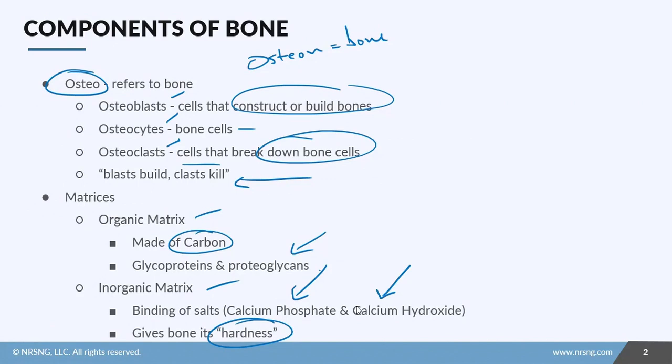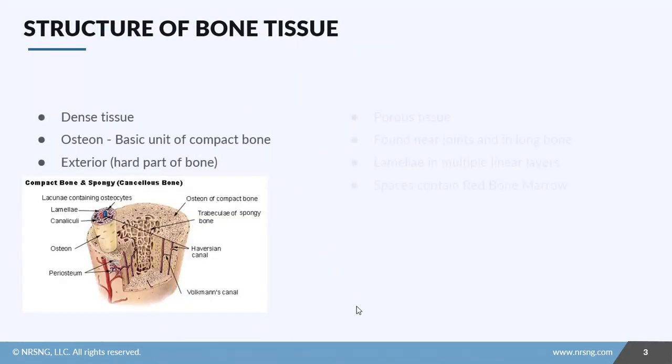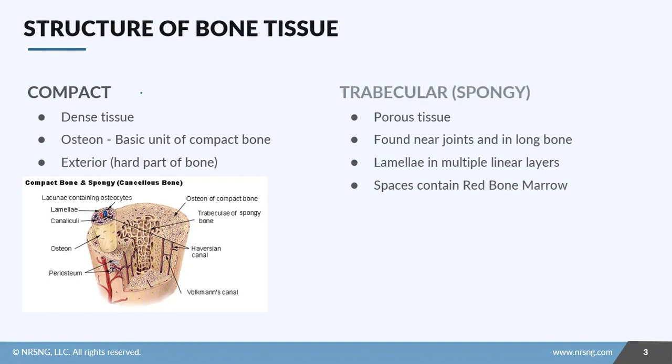So let's see how bones and the cells in the bone all work together. Inside bone, you're going to have two different types of bone. You have compact and you have trabecular or spongy bone. Here's kind of the differences between the two. First off, compact bone is dense tissue, and it's going to be towards the outside of the bone, and it's made of these things called osteons, which is the basic unit of compact bone. Trabecular bone is spongy, and you're going to find this near joints and in long bone. You'll see this term lamellar, which is basically the organization of stuff in layers. And in terms of spongy bone, you have this stuff that's made in multiple linear layers.